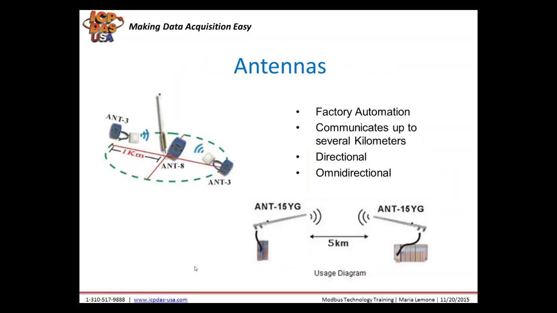Antennas can help to extend the communication distance of RF and Zigbee communication up to several kilometers. We provide directional and omnidirectional antennas. As you can see here, the omnidirectional antenna communicates over an oval, and the directional antennas need to be pointed at each other to operate.